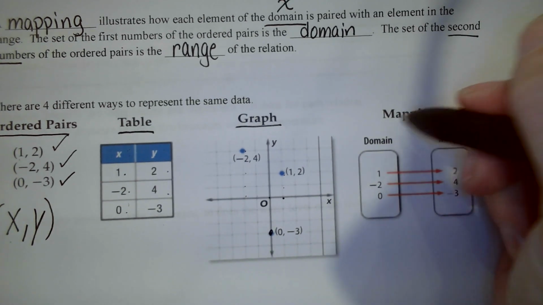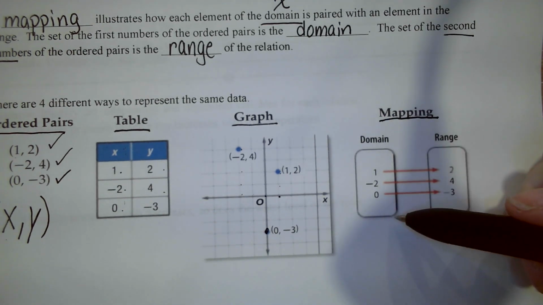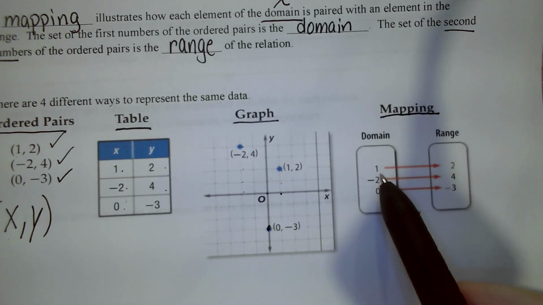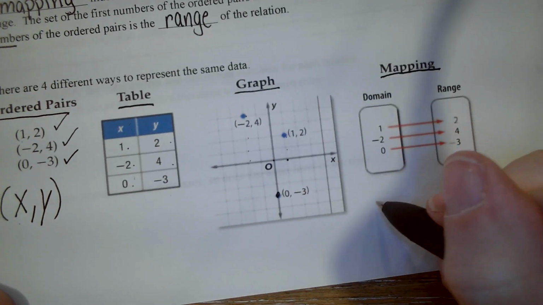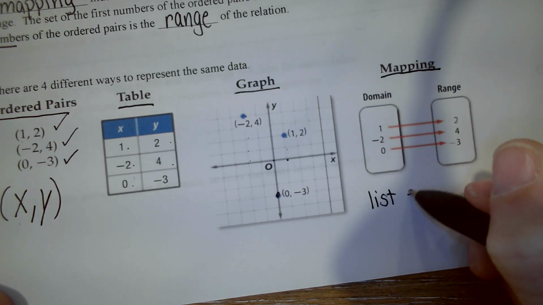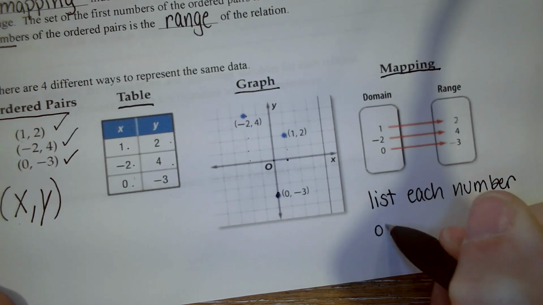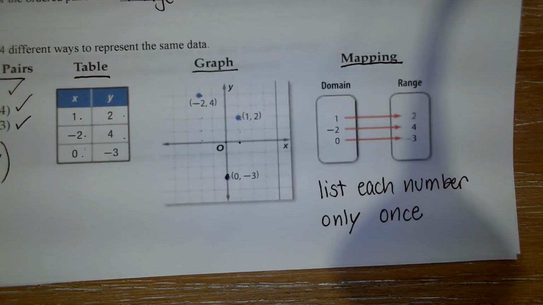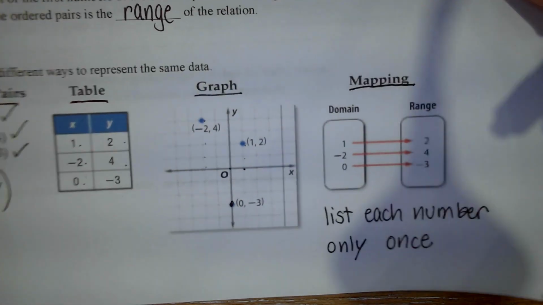Now the last way we represent our data is with mapping. And mapping is where we show the domain on the left, the range on the right, and the arrows represent the relationship between the two. Now, for mapping, we list each number only once. That's going to be important on the next page. So that's the difference with mapping. You're only going to list each number once, even if it shows up more than once. Okay? All right, moving on.